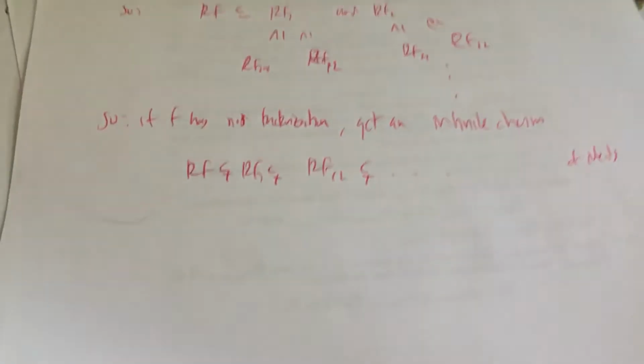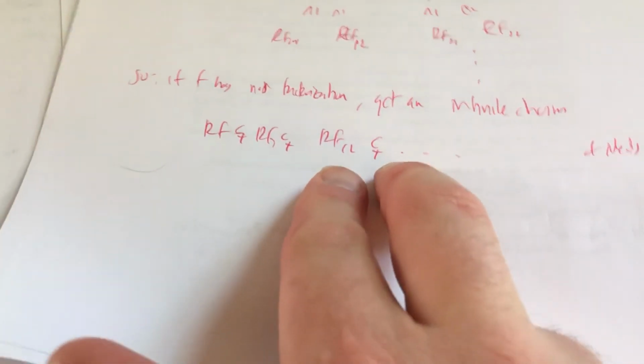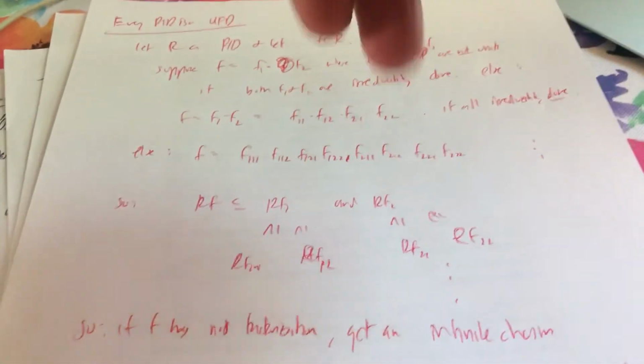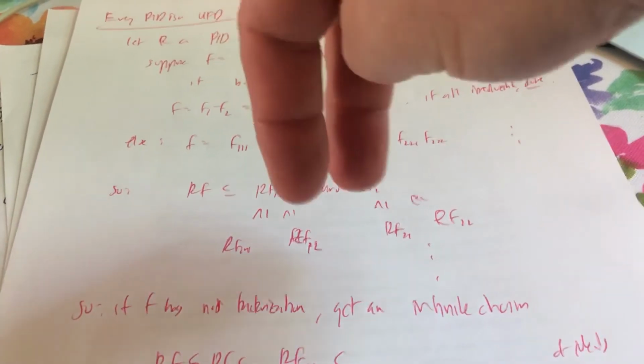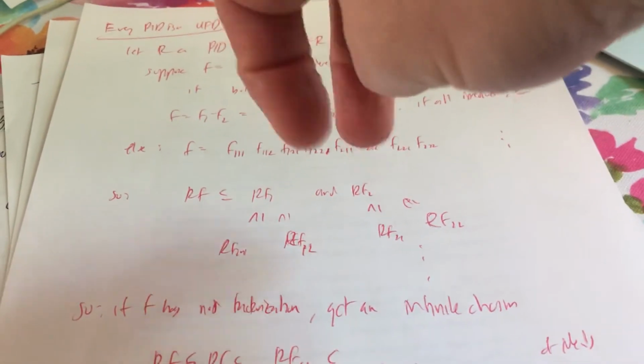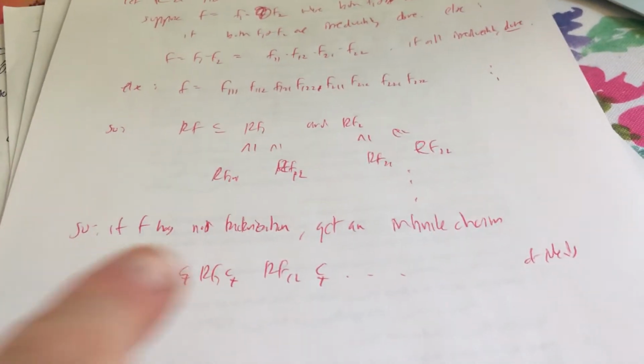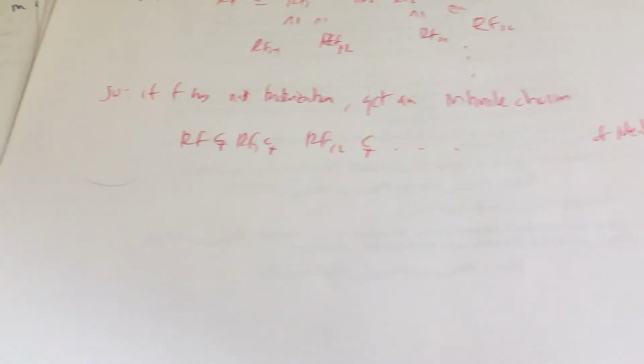So this is the point. You get an infinite chain of ideals, and they're not equal, because if at any point they were equal, then what does it mean for the two ideals to be equal? It means one of those elements is a unit times the other. But the point is that every time we split into a multiple of two things, neither of which were units. So if there's no factorization, you get an infinite chain of ideals like this.